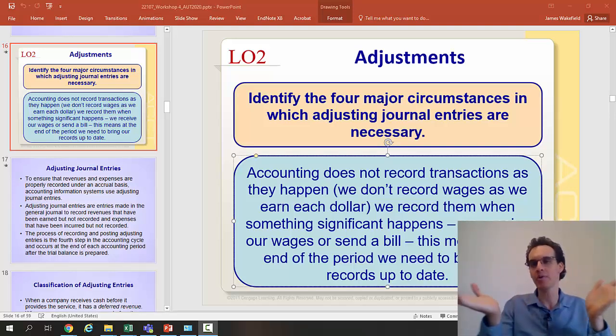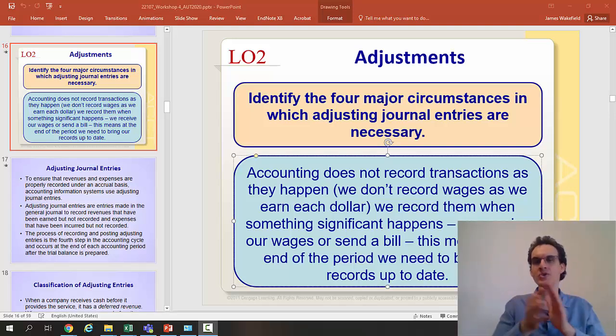So for example, if you're operating a business and you have employees, you don't record journal entries at the end of each day that they work. You may record an entry when you pay them. And what do you do at the end of the month when you owe them salary or wages, but you have yet to pay them? You need to bring the financial statements up to date. And that's why we need adjusting entries.